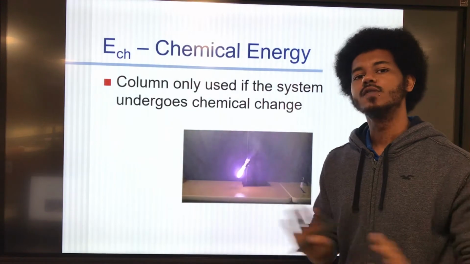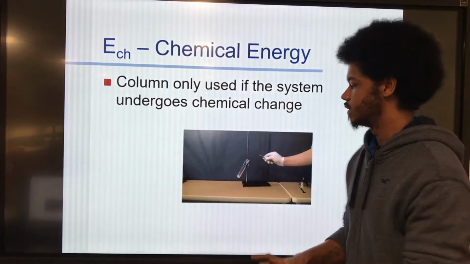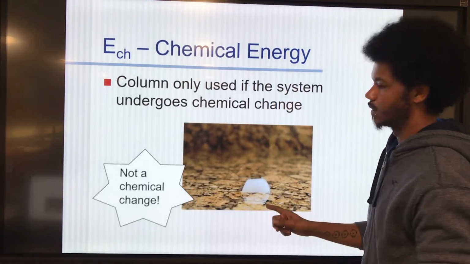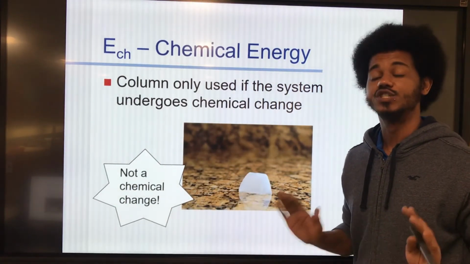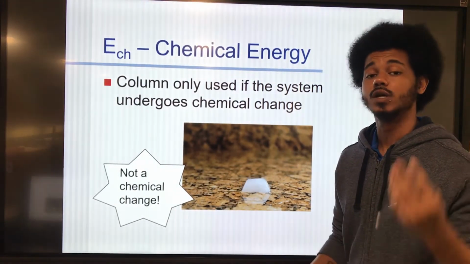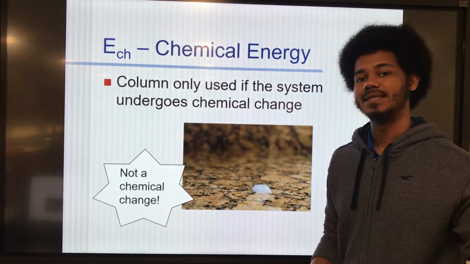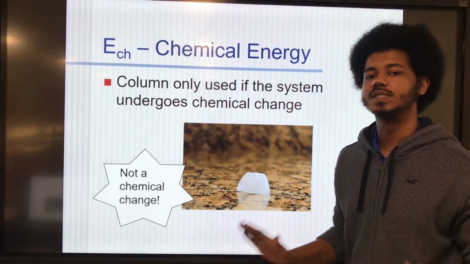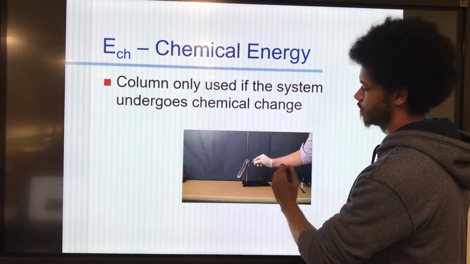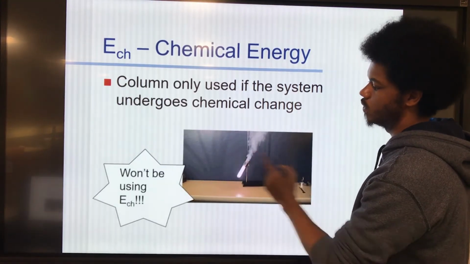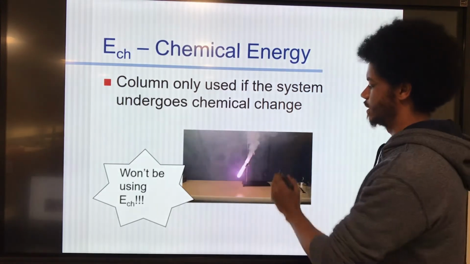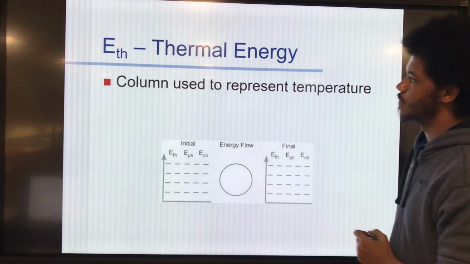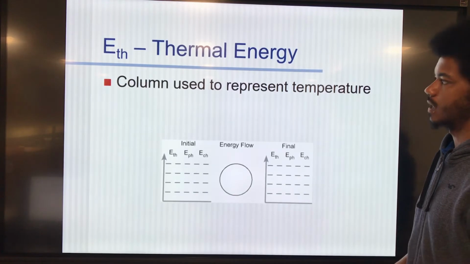Again, everything we're doing right now is more like the water melting. Everything that we're doing is just a physical change, so we're going to ignore anything chemical change related. We're just dealing with physical changes here. So again, we won't be using the ECH column. We'll get to that in just a second. So let's take a look at the different columns.